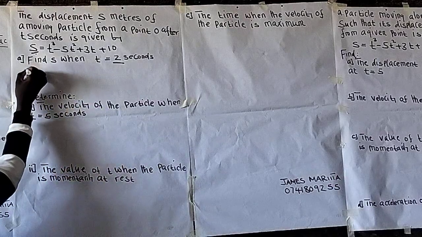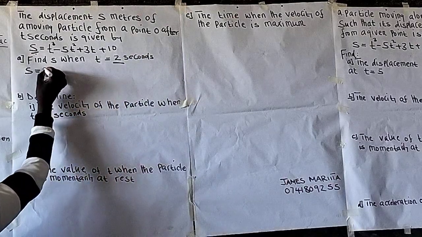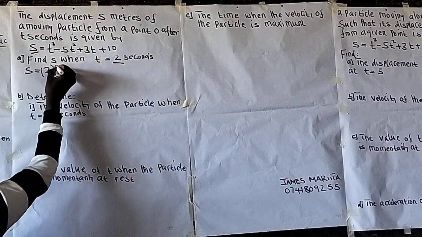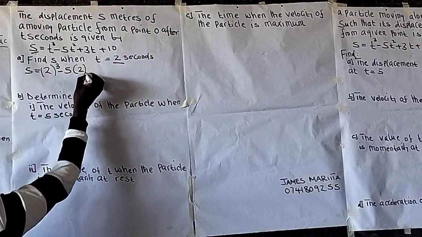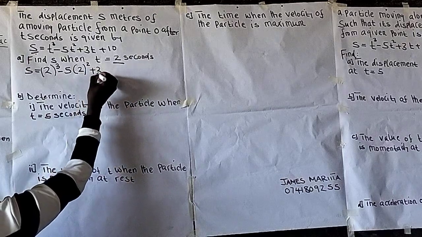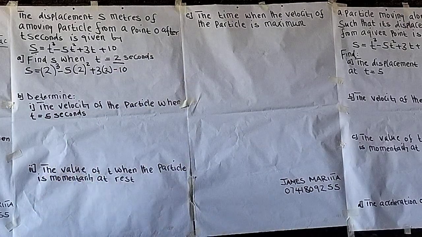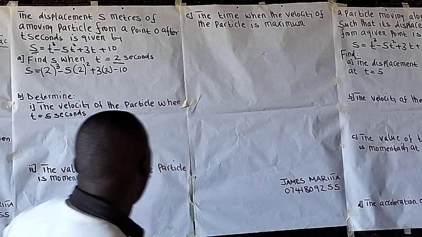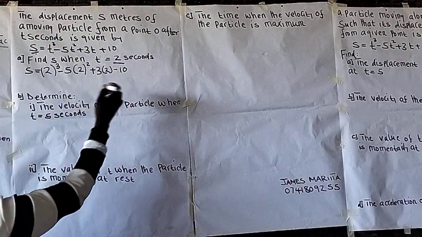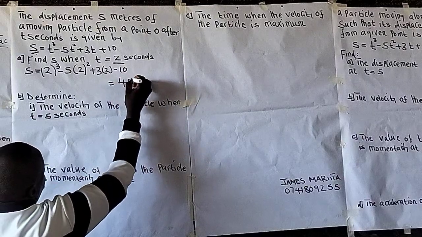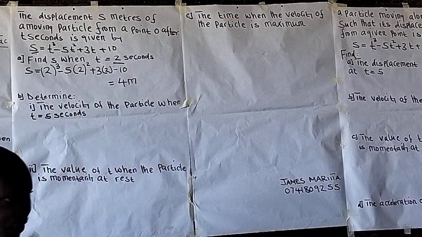So the value of s when t is equal to 2 is equal to t, where there is t, we replace by 2. So we have 2 raised to power 3 minus 5 times the value of t, which is 2, squared, plus 3 times the value of t, which is 2, then you add 10. Use a calculator. Then when the value of t is equal to 2 seconds, you get that the value of s is equal to 24 meters.